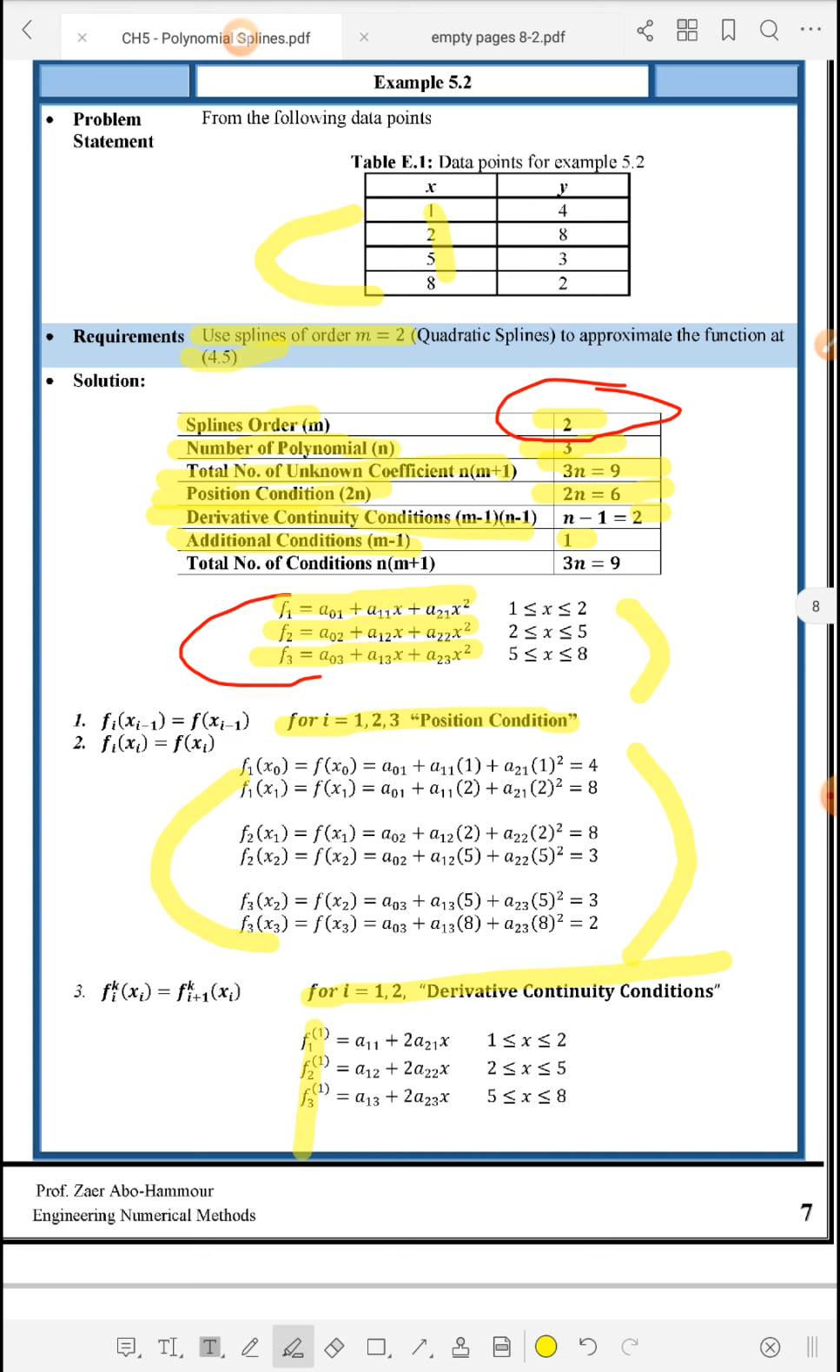Here we are calculating the first derivative for the three polynomials, and we are applying it for the left and right continuity condition for the interior nodes. And we have only two interior nodes. We have here two interior nodes because this first node is edge and this last node is edge. So we have two interior nodes, 2 and 5. And based on that, we calculate the derivative of the three polynomials, the first derivative.